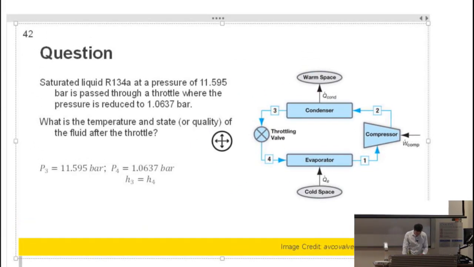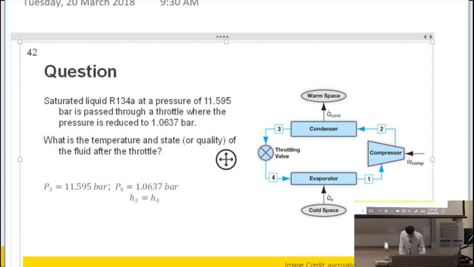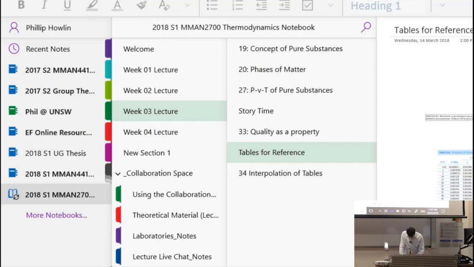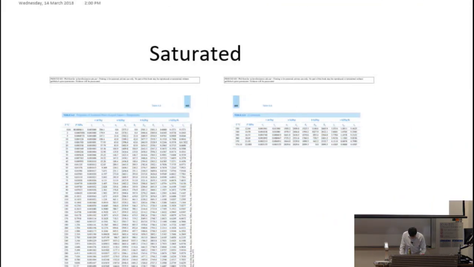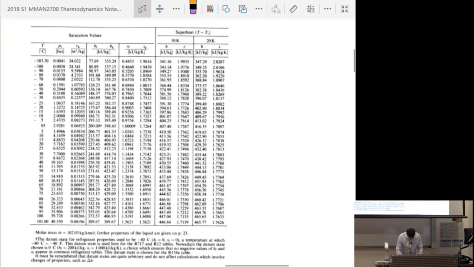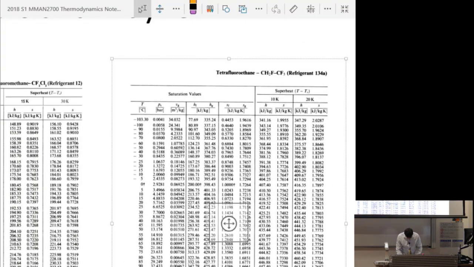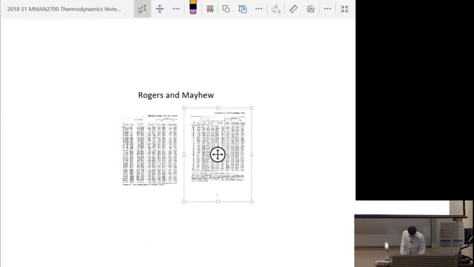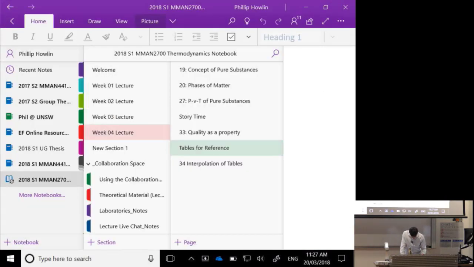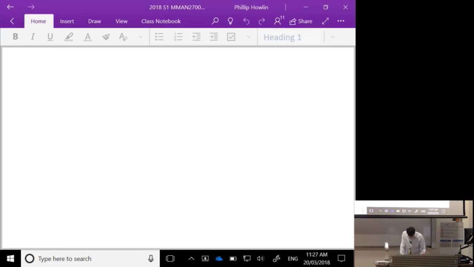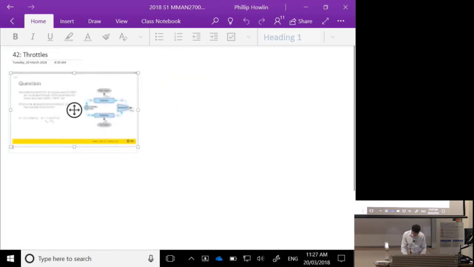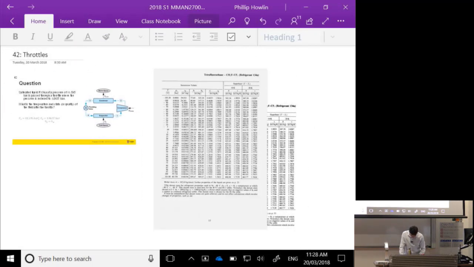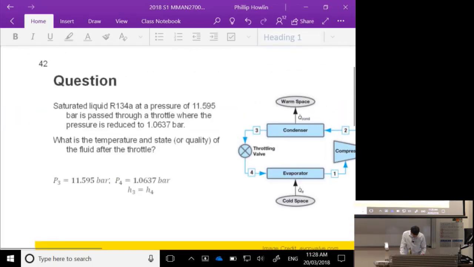First thing we need to do is look at Riesel. I should have copied. I'll see if I can copy the appropriate table. What are we looking for? R134A. Copy. Just so I'm not going back and forth too much. Week 4, 42. Paste. Cooler.